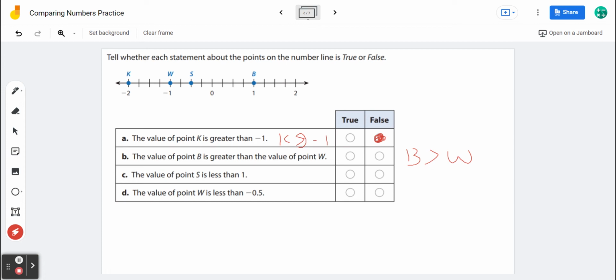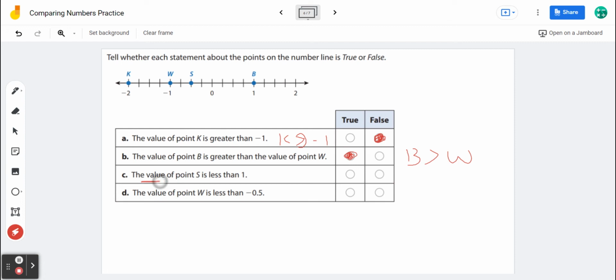So look, B is right here, W is right here. Which one is further right? B is definitely further right. So this is correct. Pac-Man wants to eat B because it's further right. So this is actually a true statement.